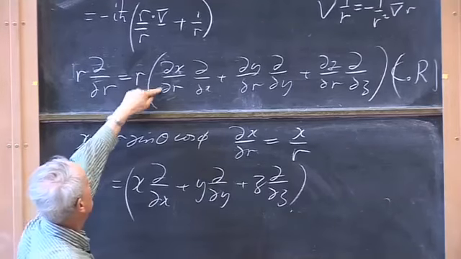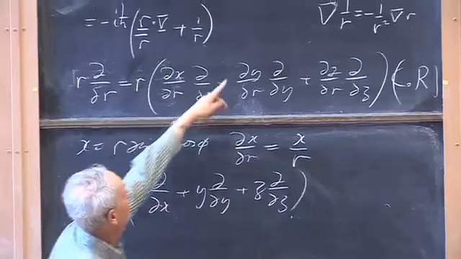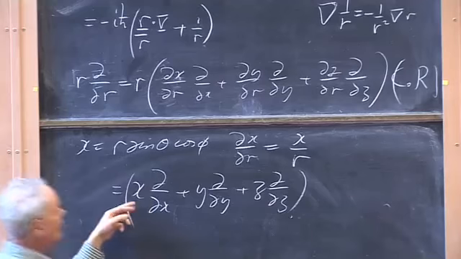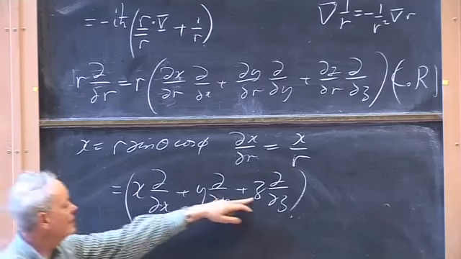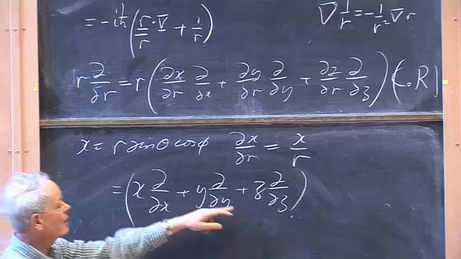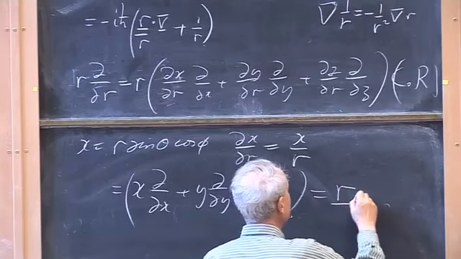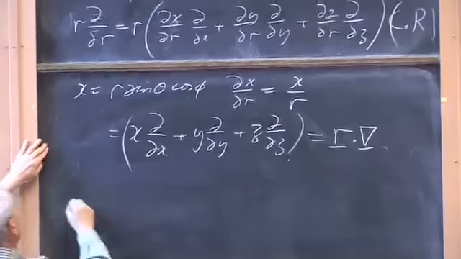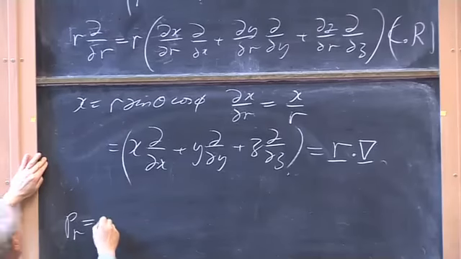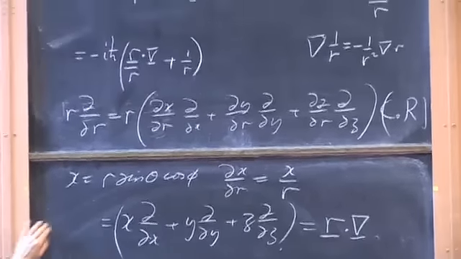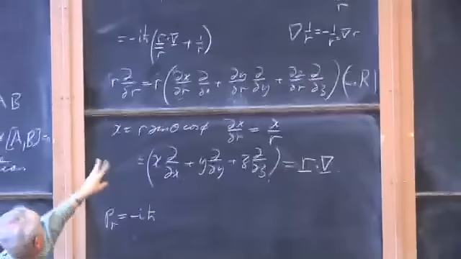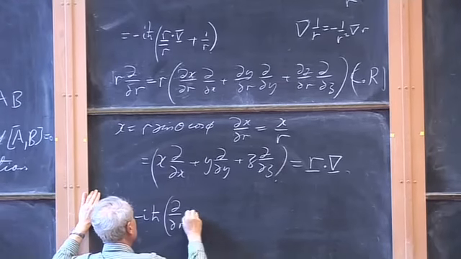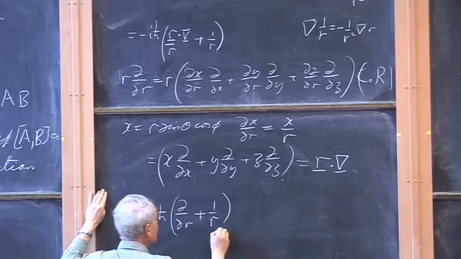Because this is x over r, but this r cancels the r on the bottom. y over r cancels what's on the bottom. And what's this? This is a vector product of (x, y, z) with nabla, d by dx, d by dy, d by dz. In other words, this is the animal that we're interested in, r dot grad. So I have now that P_r is equal to minus i h bar. r dot grad, we've just agreed, is r d by dr. So those r's go away, and we have d by dr plus 1 over r. So we have an interesting result.